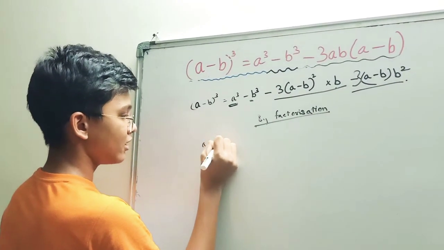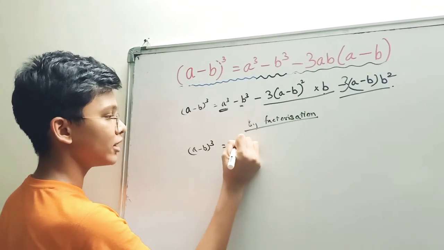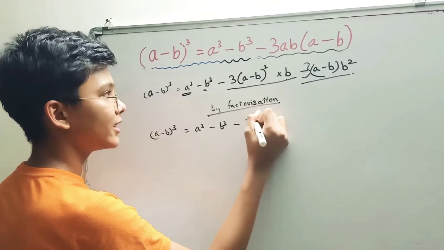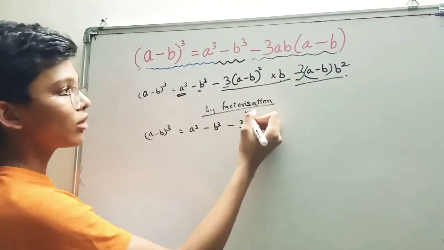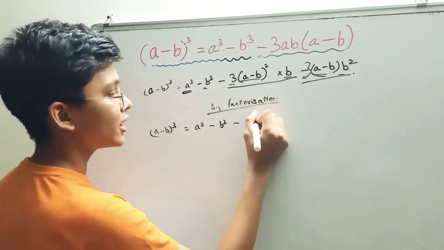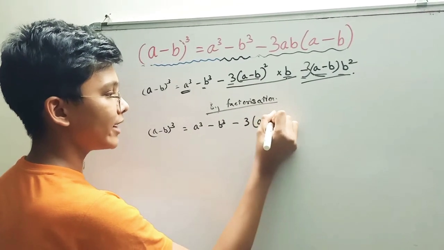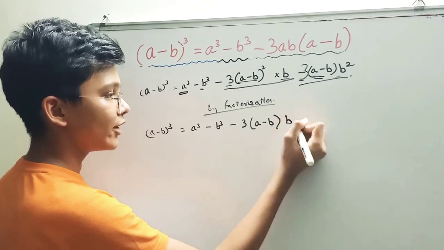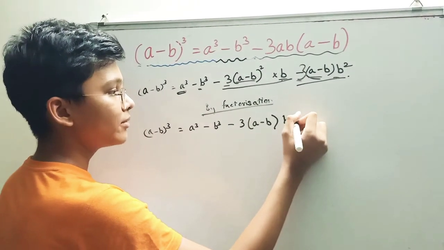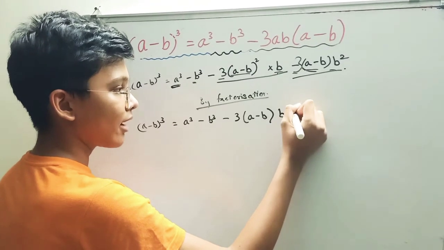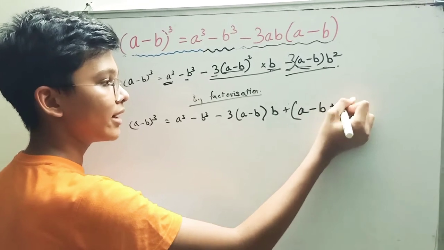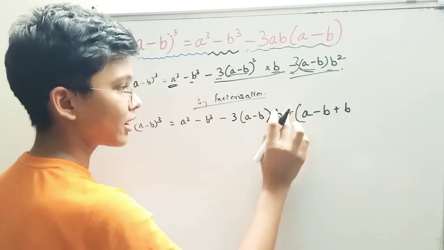By factorization, a minus b the whole cube equals a cube minus b cube minus 3, and 3 are common, ab and ab are common, and a minus b are common. So 3 into a minus b into b, this is common. Now what is left is, plus in brackets, a minus b plus b is left.